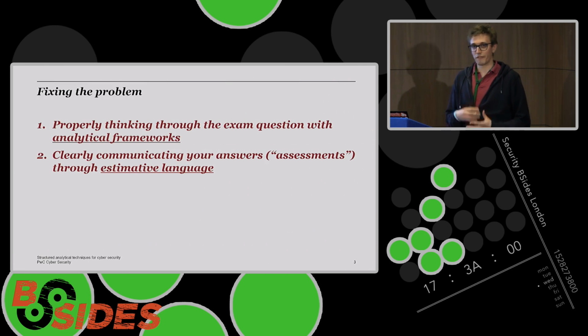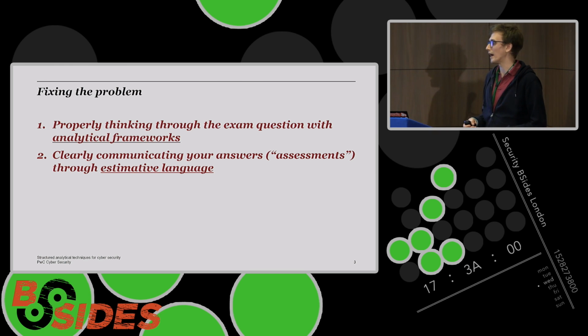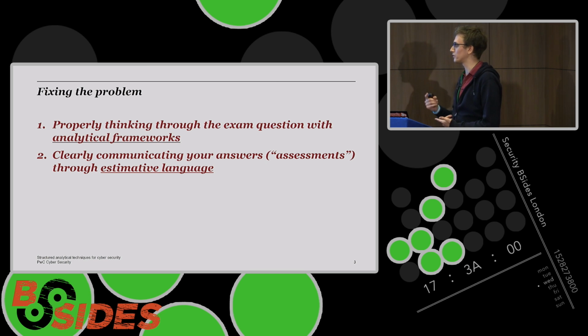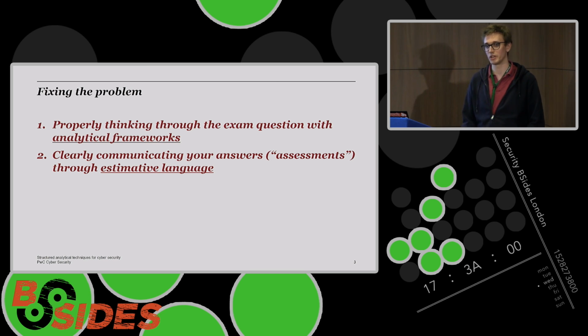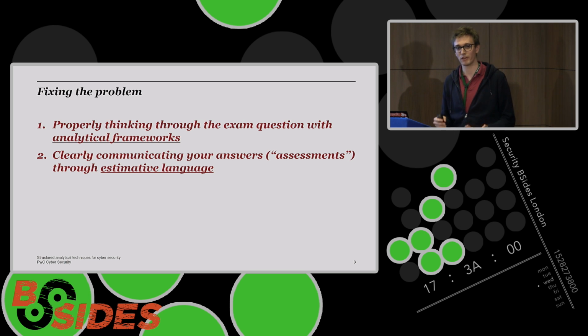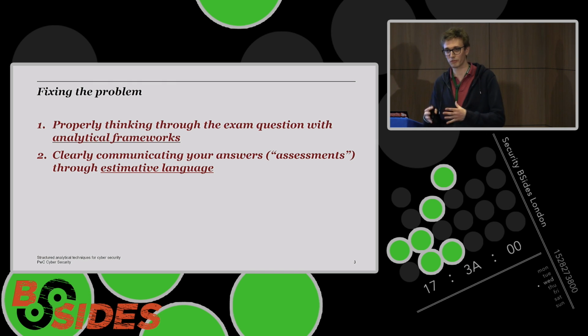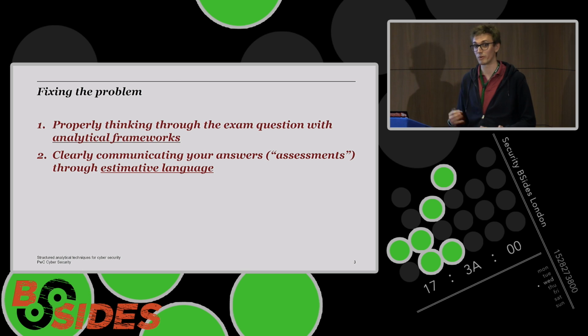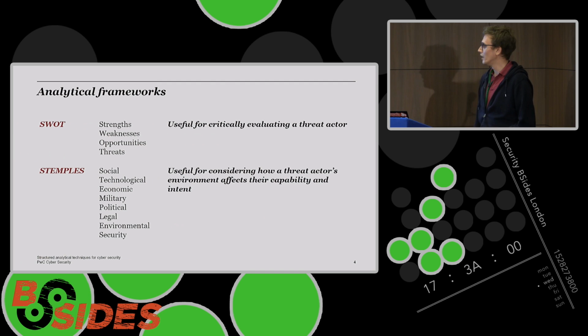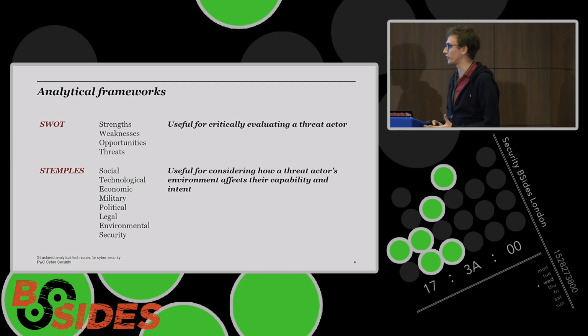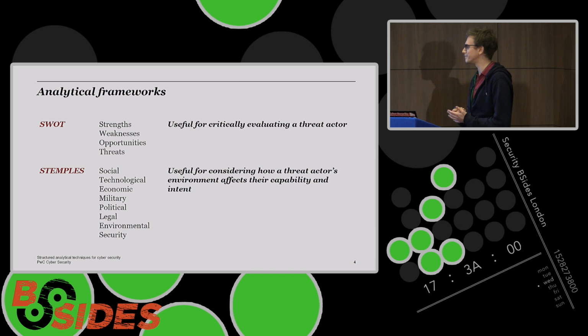So we want to try and fix the problem of cognitive bias, and I'm going to talk through two broad ways that we can do that. The first is using analytical frameworks, so we properly think through the exam question and try to remove some of those cognitive biases when we're performing our analysis and coming to an assessment. Second, once we've come to that assessment, we want to clearly communicate our answers, our assessments, in a way that means the same to me as it means to you. That's when we use something called estimative language. Diving straight into the first area, analytical frameworks.